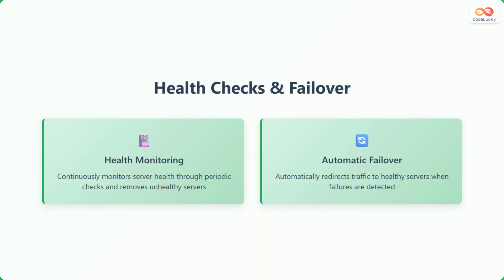Health checks and automatic failover are essential components of load balancing. Health monitoring continuously monitors server health through periodic checks and removes unhealthy servers from the rotation. Automatic failover automatically redirects traffic to healthy servers when failures are detected. This ensures continuous service availability.